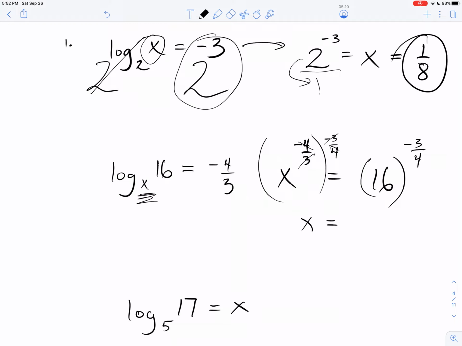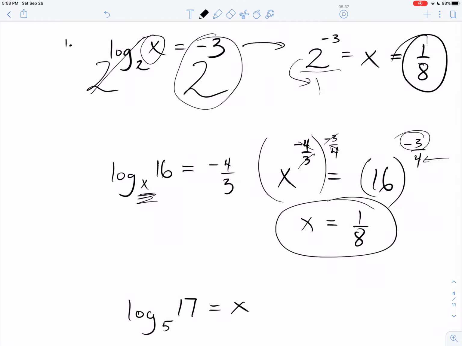3/4. Oh my gosh, I made up another example that gives me 1/8 as an answer. I didn't mean to do that, but it is. Remember, this is a root. What times itself 4 times is 16? That's 2. What do you want me to do with that 2? Take it to the negative 3 power. Hey, what the heck? I get 1/8 again for my answer. Could I have punched that into my calculator if I wanted to? Yeah, I could have. 16 to the negative 3/4.